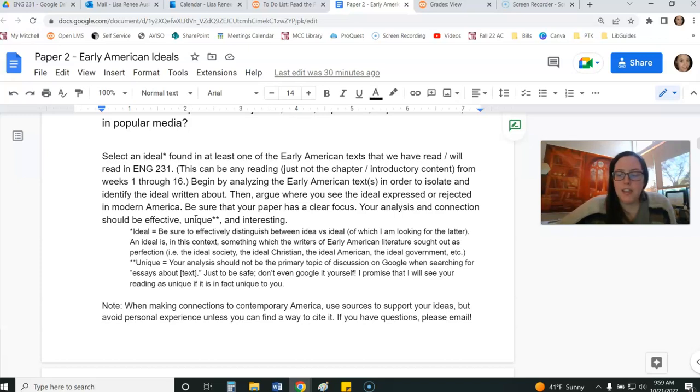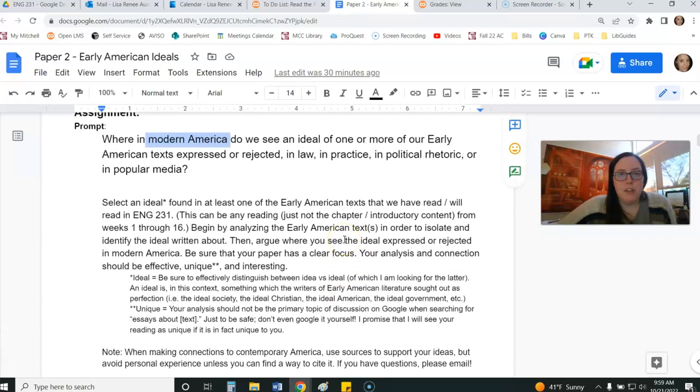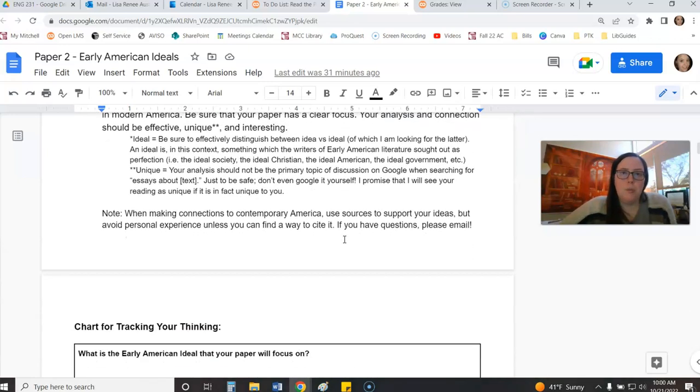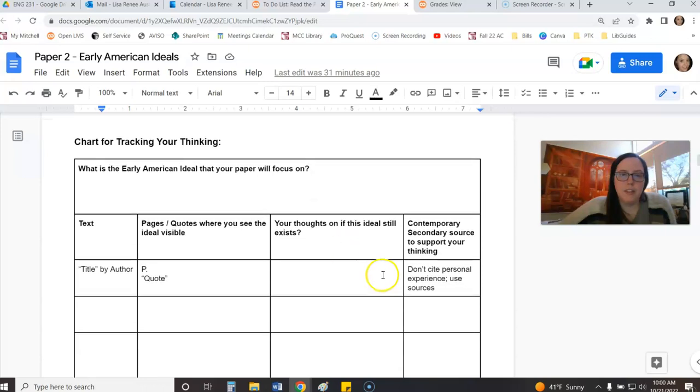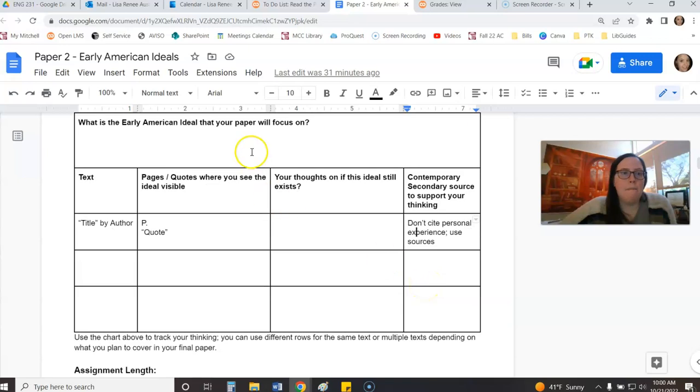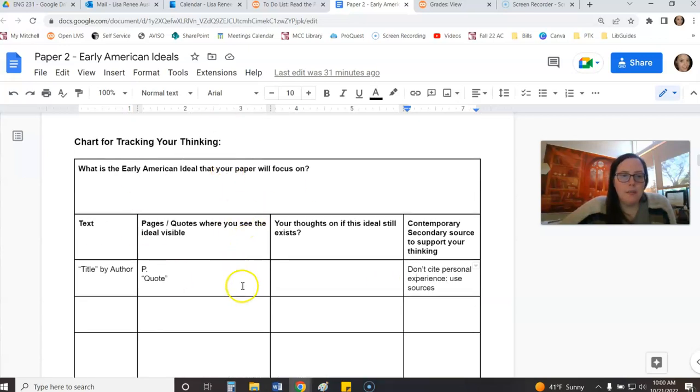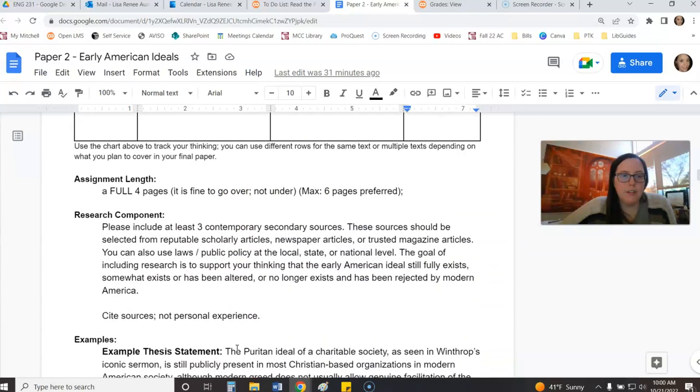But as far as saying, I belong to this particular group and I reject the ideal, so that means the ideal is rejected in modern America, I find that to be less effective than pointing to specific credible secondary sources. So I would like your research to go beyond just your personal experiences, and I would avoid personal experiences altogether if you can. Okay, so I have a little chart on the assignment sheet that I thought might be helpful as you're organizing your thinking.